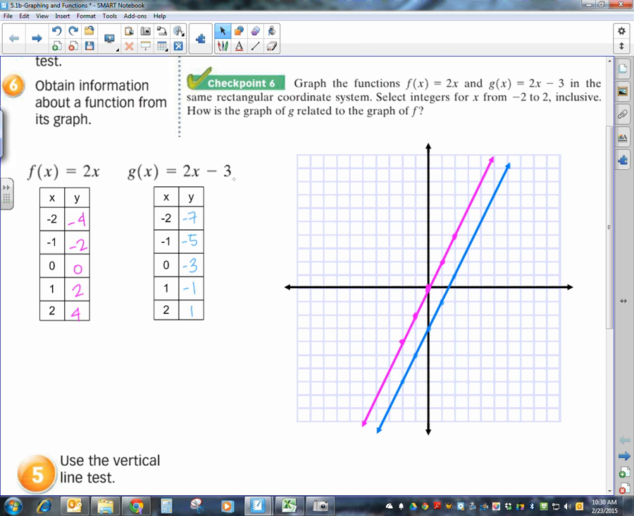They ask us how the graph of G is related to the graph of F. Hopefully you can tell that G is F shifted down 3 units. Now, we're going to talk more about this later. What's important is that you understand that if it's an equation, you can create a table of values, and then you connect the points to actually graph the equation.